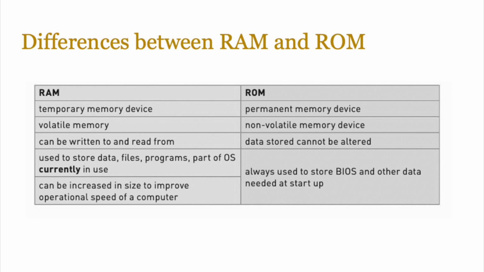RAM is used to store data, files, programs, or part of the operating system which is currently in use. The word currently is very important here. ROM is always used to store the basic input-output system or the BIOS and other data that's required for startup. RAM can be increased in size to improve the operational speed of a computer. ROM can't. Once you've fixed ROM on the motherboard, generally it stays the same.